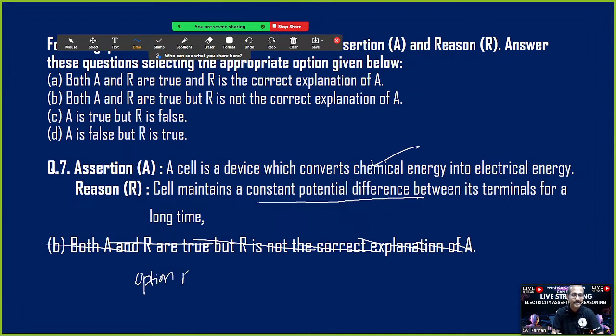Not B, option A. Because only the battery can maintain the potential difference. So that is the reason. The reason is the correct explanation. But here both are actually different: a cell is a device which converts chemical energy to electrical energy, and a cell is also one of constant potential difference.